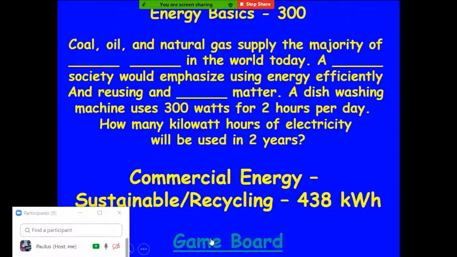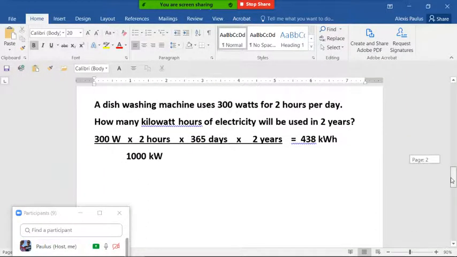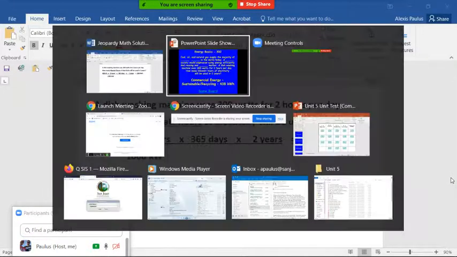So coal, oil, and natural gas supply the majority of commercial energy in the world today. A sustainable society would emphasize using energy efficiently and reusing and recycling matter. I'll show you how I got the 438 kilowatt hours. You take the 300 watts, multiply it by the 2 hours, multiply it by 365 days, and then, since we're talking about 2 years, multiply it by 2. Then, to convert watts to kilowatts, you divide by 1,000, and that will give you 438 kilowatt hours.